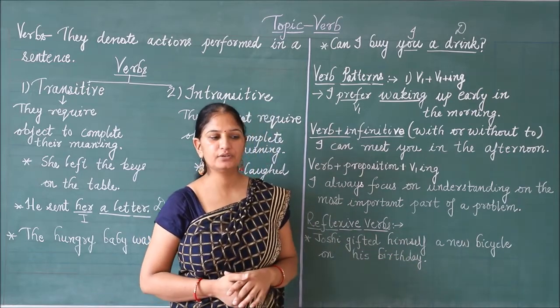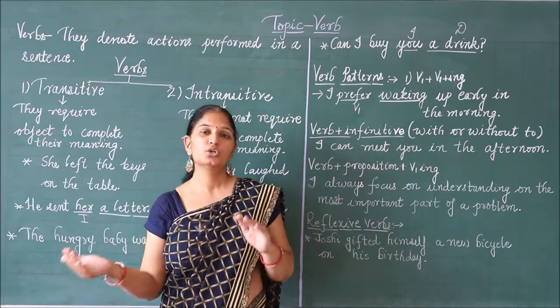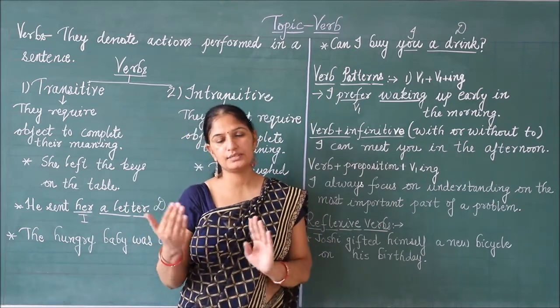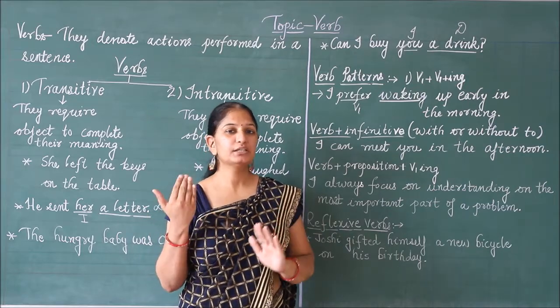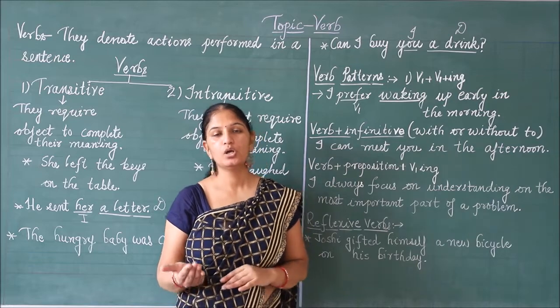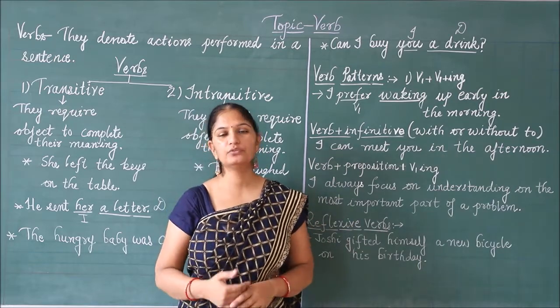So one more example we can see here. I am preparing myself for the science Olympiad. So I and myself, the subject and object, are the same. So again preparing becomes a reflexive verb. So these are all the kinds of patterns and verbs we have learnt.